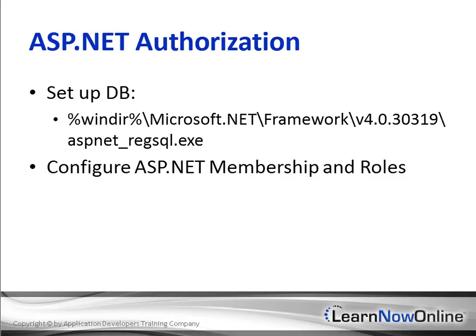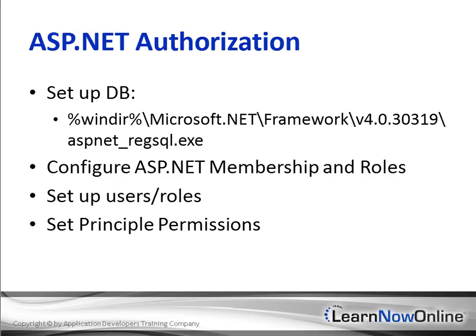This utility lets me set up the database with a set of tables that support membership, roles, and other services. But we're mostly interested in just the membership and roles. Once you have that database in place, then you can set up users and roles. And then to authorize, you can use principal permissions. Now I'm going to show you how to set up the database and then go use username credentials using that ASP.NET membership store as the back end to support the custom authentication and authorization.